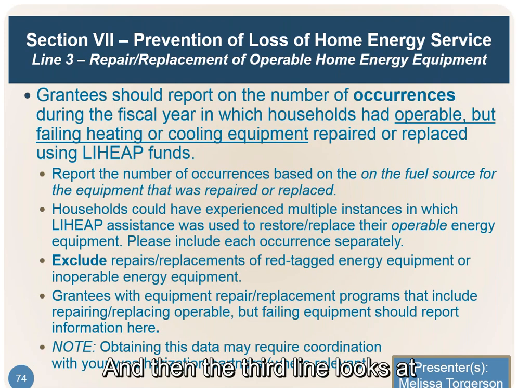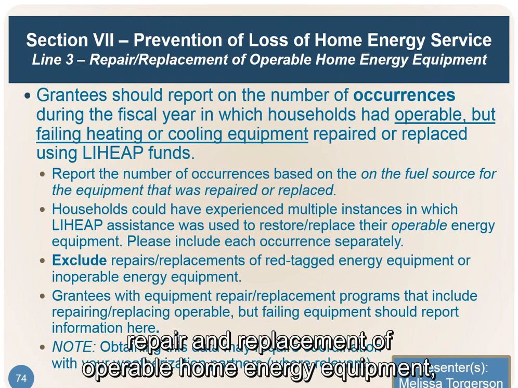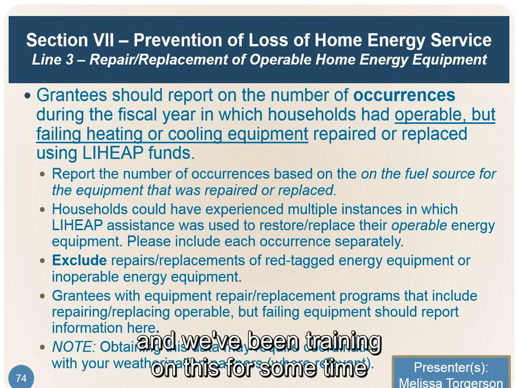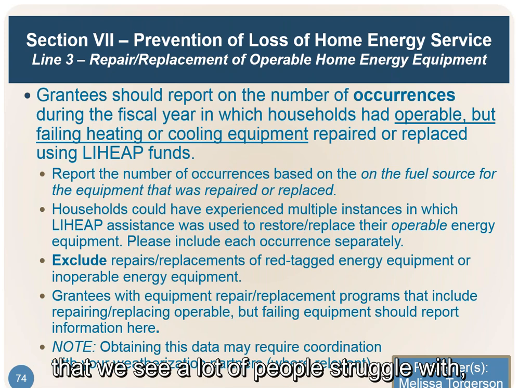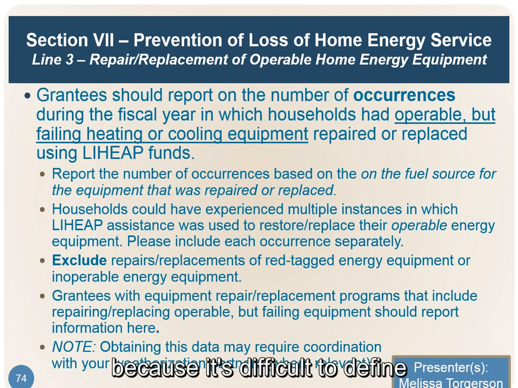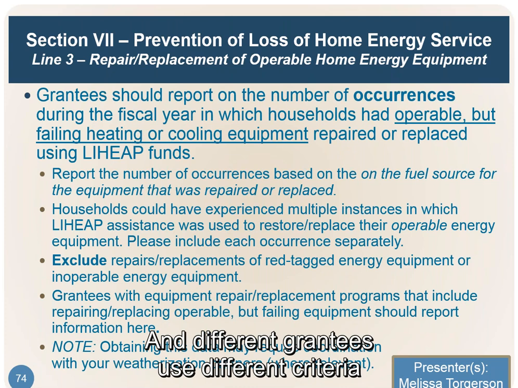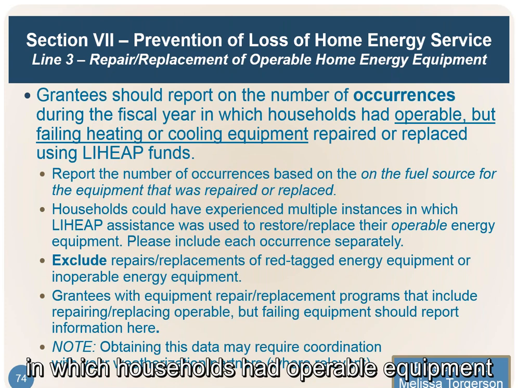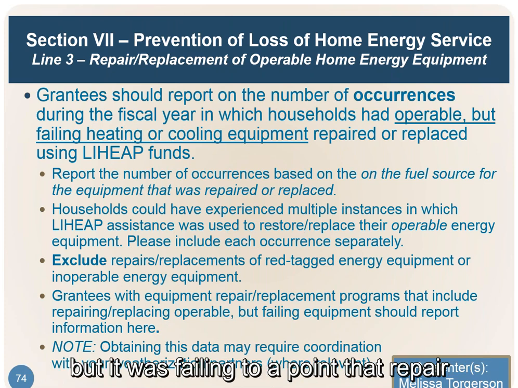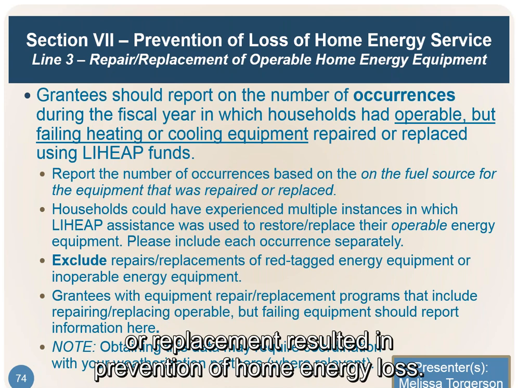And then the third line looks at repair and replacement of operable home energy equipment. We've been training on this for some time, and I would say this is probably the one area of the form that we see a lot of people struggle with, because it's difficult to define when an equipment repair and replacement is preventive. Different grantees use different criteria, but we're looking at occurrences during the fiscal year in which households had operable equipment, but it was failing to a point that repair or replacement resulted in prevention of home energy loss.